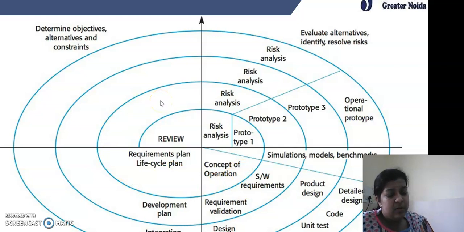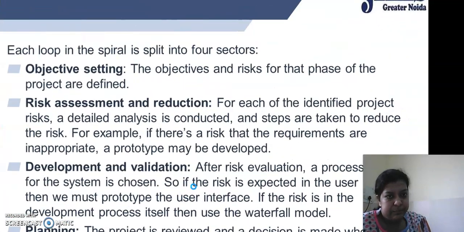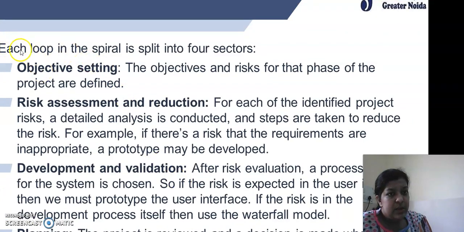Then again we analyze the objective, we analyze the risk, again we develop, we plan the next, and then again the objective, alternative, development, and so on. So in every phase we are checking the risk, due to which it has become very easy to identify any sort of errors and problems that are going to appear in the program. Each loop in the spiral is split into four sections. These are the names of the four sections I was telling you about before: objective, risk assessment and reduction, development and validation, and then planning for the next phase.